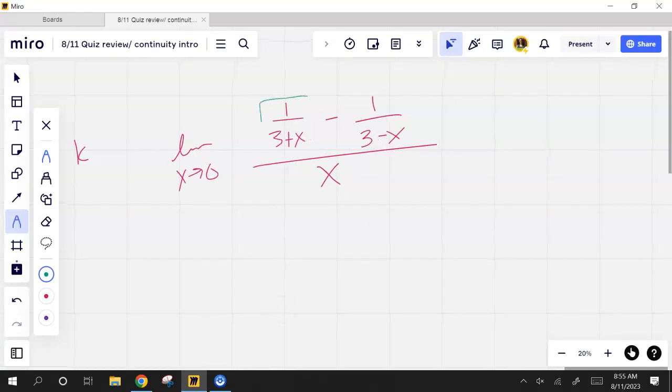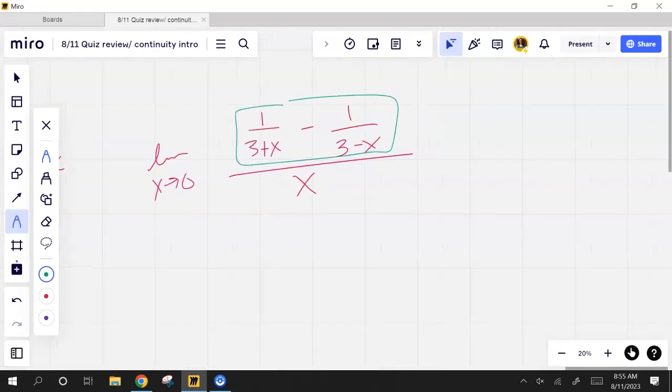So look, just at the top here first. 1 over 3 plus x minus 1 over 3 minus x. I'm going to make this negative 1 times x minus 3. Nope, that's still not going to work. Never mind. I got to give them each other. I got to give this one a 3 minus x. I got to give this one a 3 plus x. And then I'll put them over the LCD, which is 3 minus x times 3 plus x.